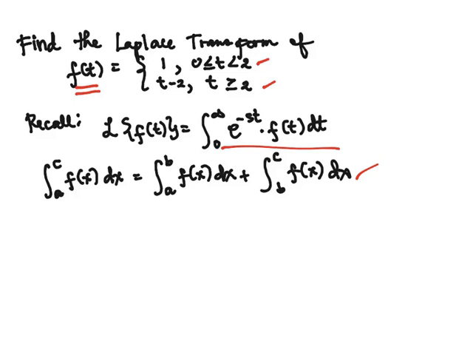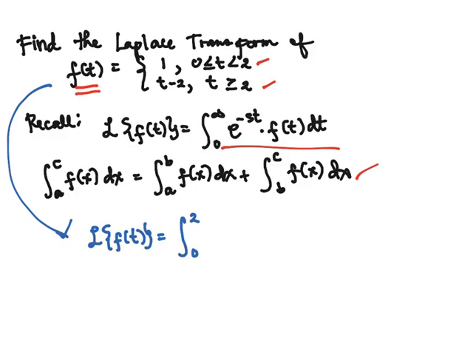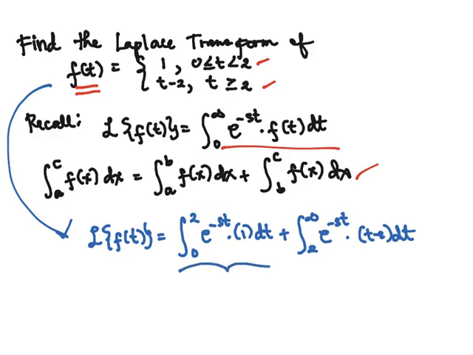And so we can write the Laplace transform definition for this specific example as Laplace transform of f of t is equal to the integral from 0 to 2 of e to the negative st times 1 dt plus the integral from 2 to infinity of e to the negative st times t minus 2 dt. So in this case, kailangan lang natin kuhanin yung definite integral nito and then this one.